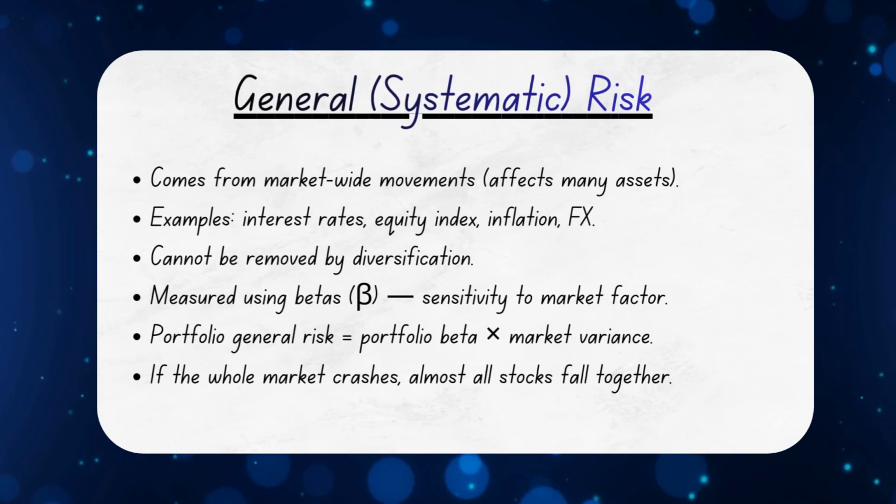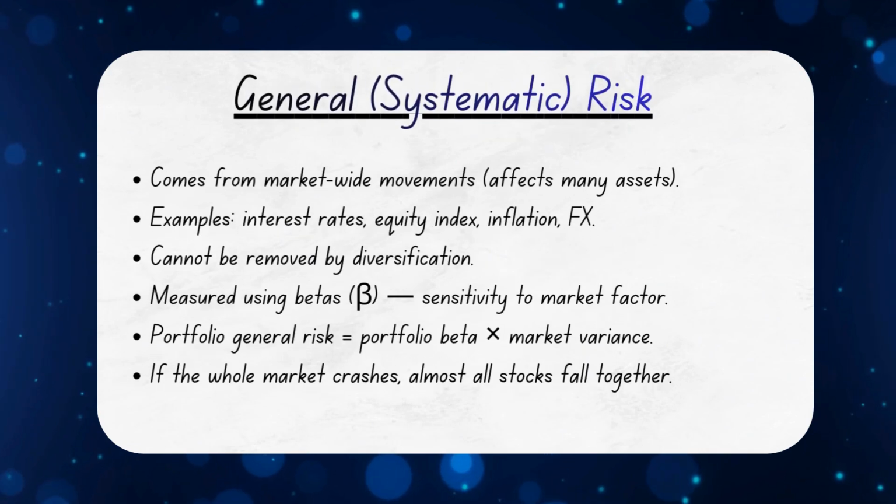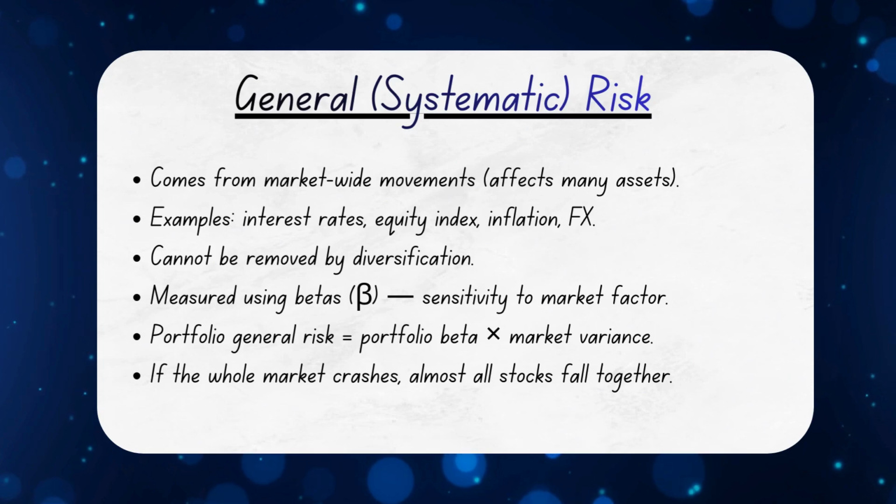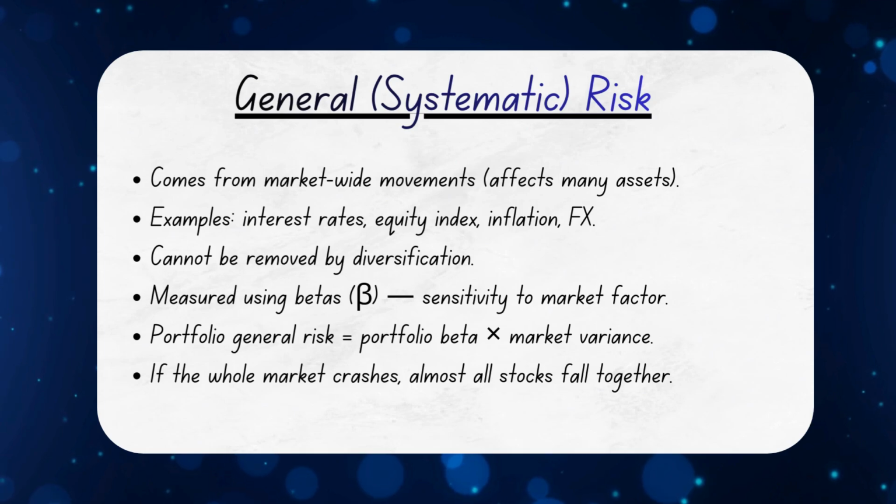Now, first comes general risk, also called systematic or market risk. This is the risk that affects many or all assets together. For example, if interest rates suddenly rise or the stock market crashes, most stocks and bonds will fall at the same time. Even good companies cannot escape this. This type of risk cannot be reduced by diversification because it comes from the overall market itself.